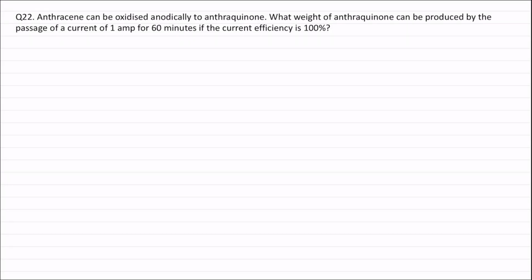Question 22. Anthracene can be oxidized anodically to anthraquinone. What weight of anthraquinone can be produced by the passage of a current of 1 ampere for 60 minutes if the current efficiency is 100%? The equation can be written as C14H10 plus 3O forming C14H8O2 plus H2O. Now, moles of oxygen taking part in the reaction is 3 moles of oxygen atoms.